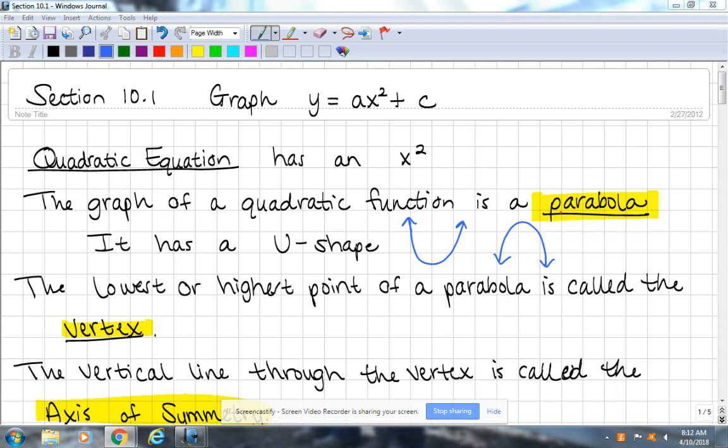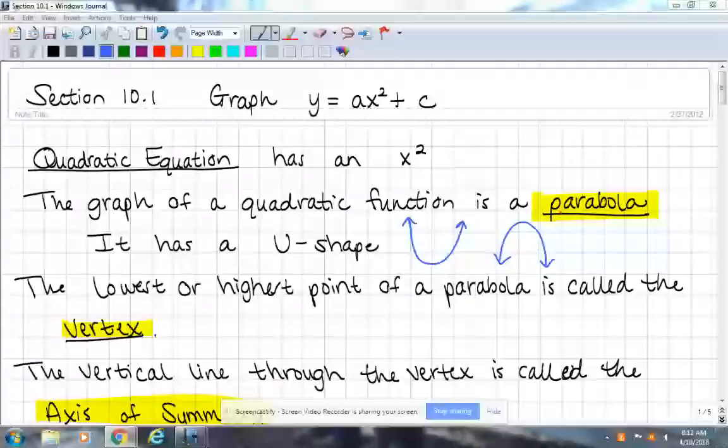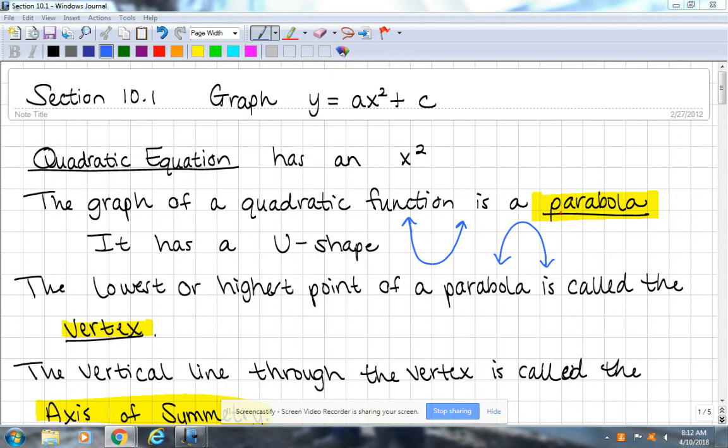A parabola is a U-shaped graph. It'll either be a U, which looks like a valley, or it'll be an upside down U, which looks like a hill. Hills and valleys. So if we have a U shape, we have a lowest point, and if we have an upside down U shape, we have a highest point. That's called the vertex.